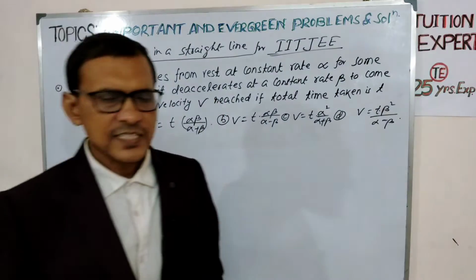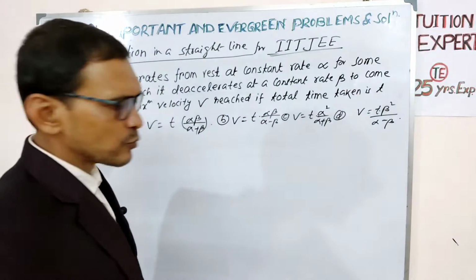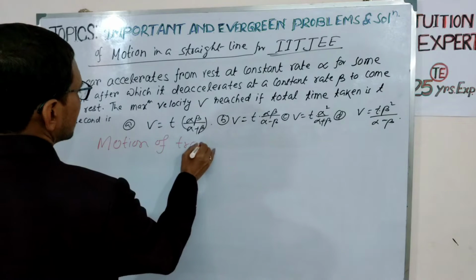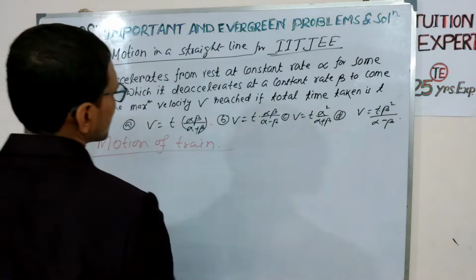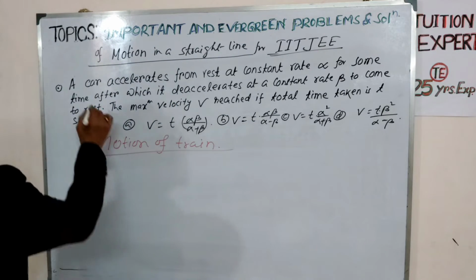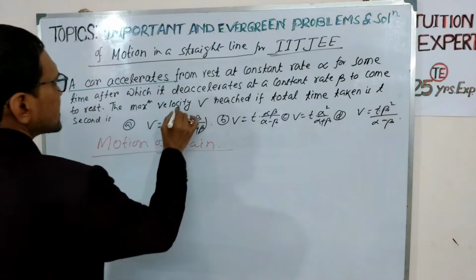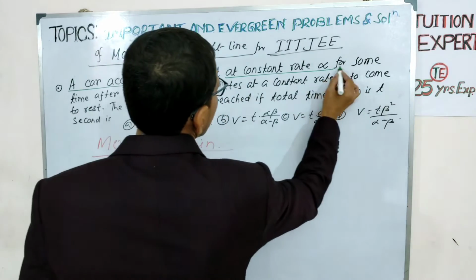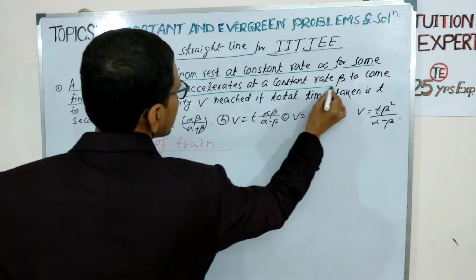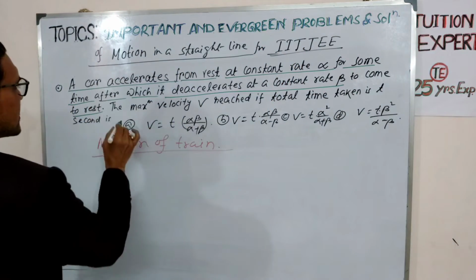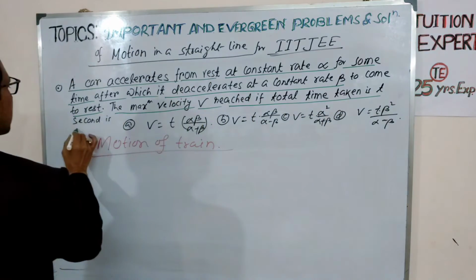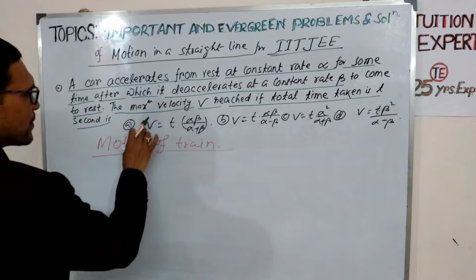Today's class is about motion of the train. Mainly motion of train. So the first question is this: suppose a car accelerates from rest at constant rate alpha for some time, after which it decelerates at a constant rate beta to come to rest. What is the maximum velocity v reached if the total time taken is t?